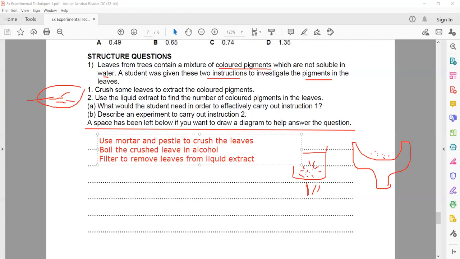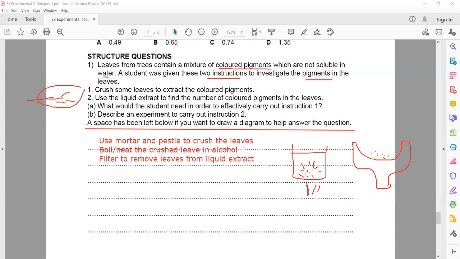Why should we boil the leaves? Because when you boil something at high temperature, the substance tends to break down, and it increases the rate at which the substance dissolves. That's why we boil the crushed leaf in alcohol, or heat. Instead of writing boil, you can mention the term heat as well. When you boil or heat, you increase the temperature, so it will be a fast process.